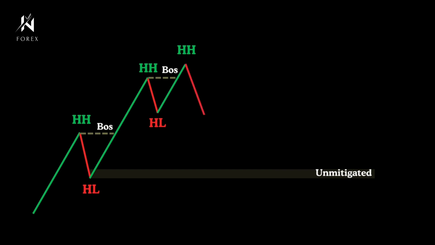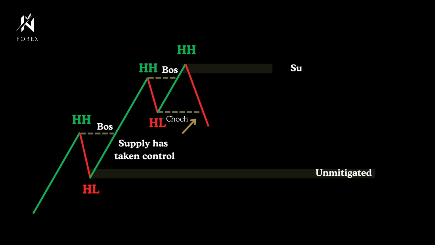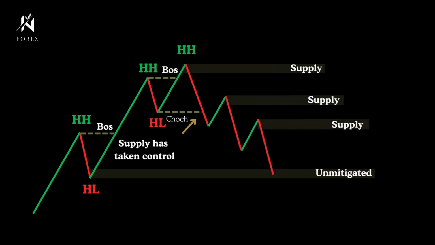However, if price drops below a confirmed demand zone, it signals a change of character, meaning two things. First, supply has overtaken demand, and second, a legitimate supply zone has been created. Price then begins to decline, forming new supply zones, until it encounters the next unmitigated demand area.